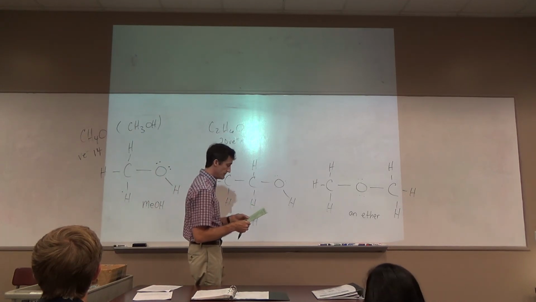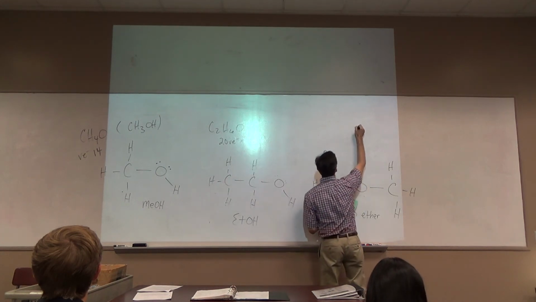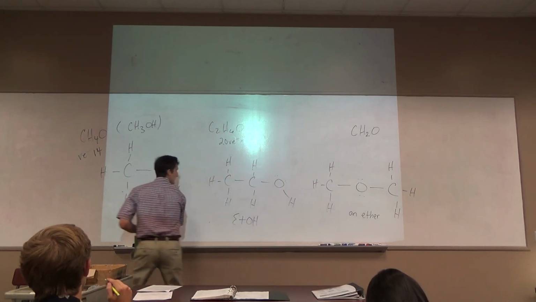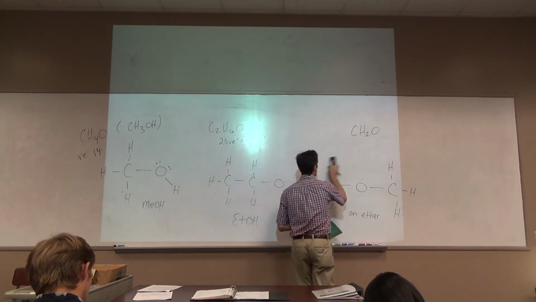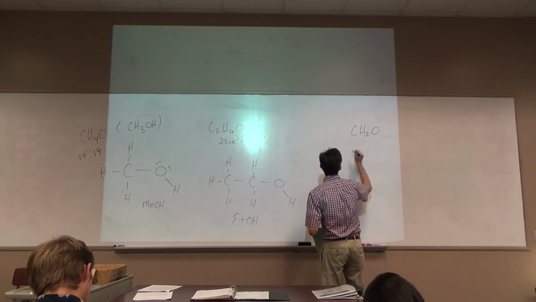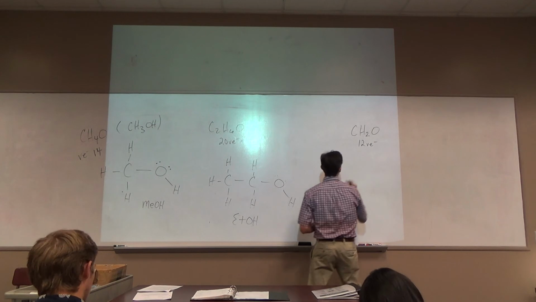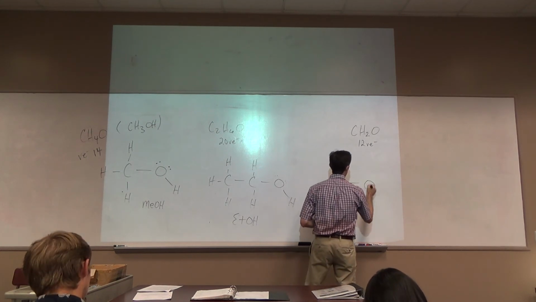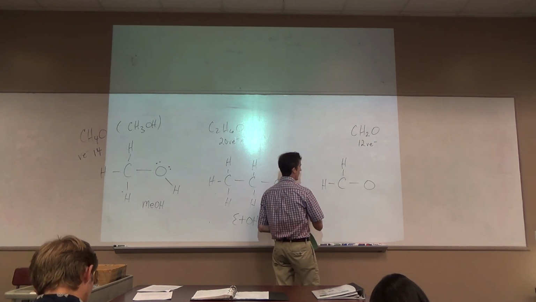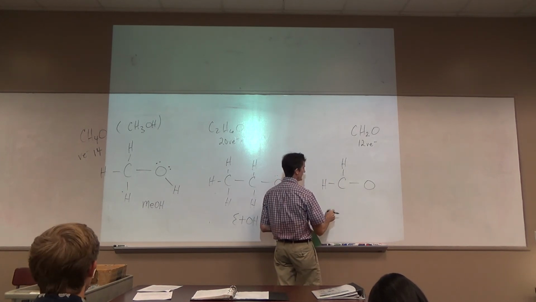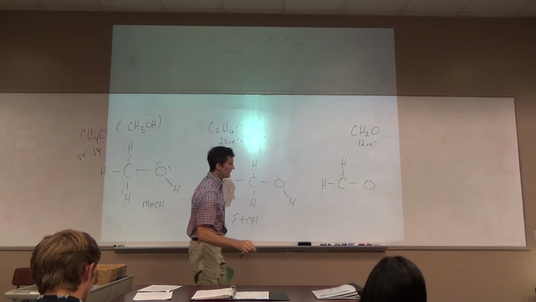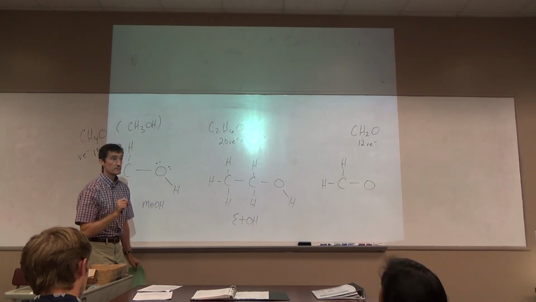Okay, let's try another one. CH2O. How many valence electrons? 12. We got 4, 6, 12, yeah? C, O, H, looks like I need another H or something. What's going on here? You need a double bond to the O. Okay, yes, but let's approach it systematically.